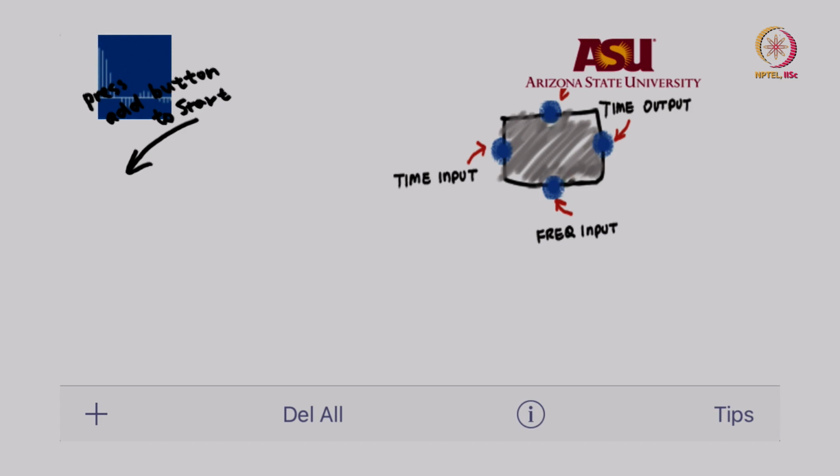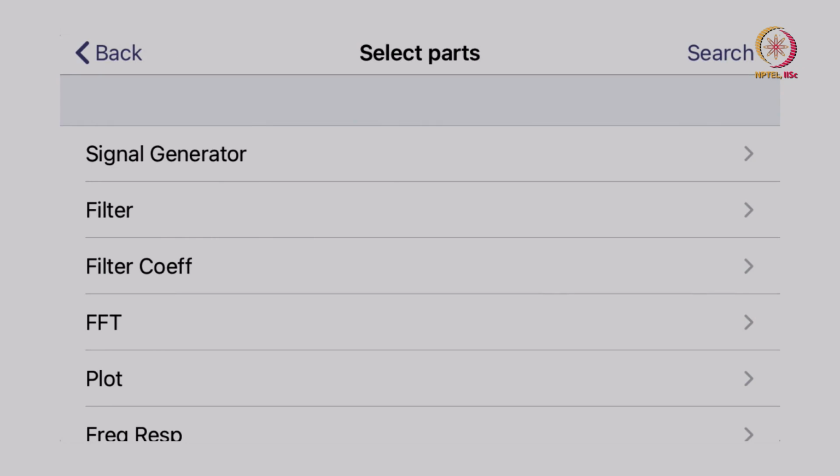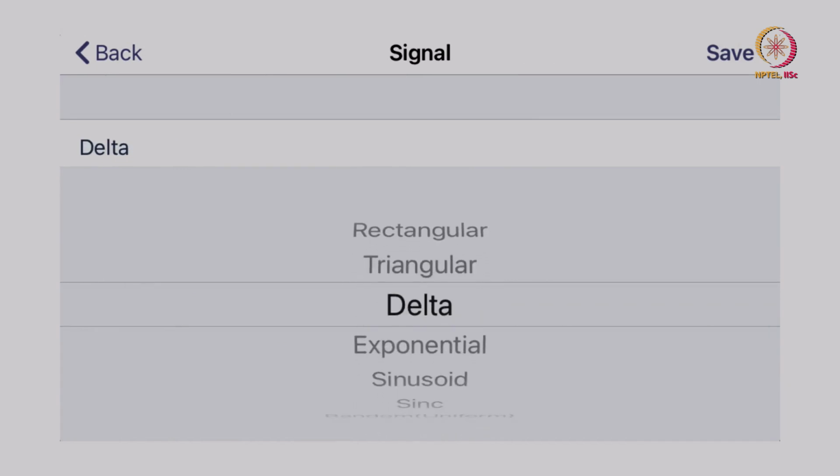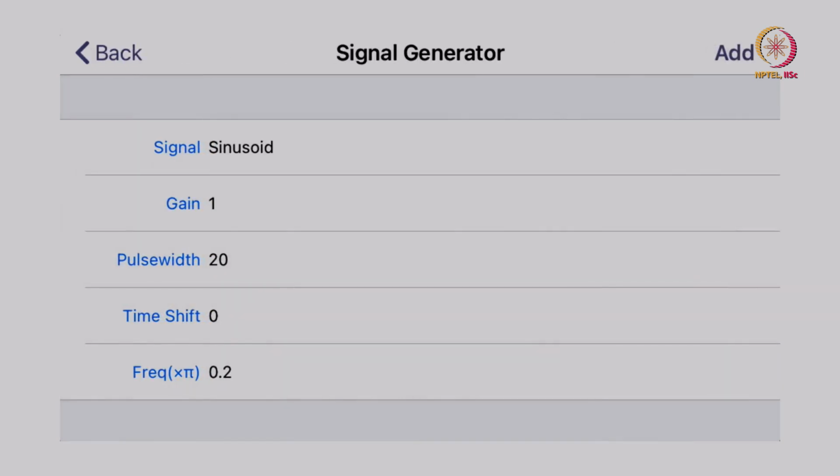So, what I am using, as I said, you are seeing the screen that we have. Here manuals have been given, so you can go and check them. Here we will do some experiments. We will see how a signal generator generates signals. Whether we want a sinusoid, rectangular, triangular, delta or exponential signal, you can select any of these functions. Here we will select the sinusoid and save. The gain is 1, pulse width is 20, no time shift, and frequency is 0.2 pi radians. I am taking the defaults.